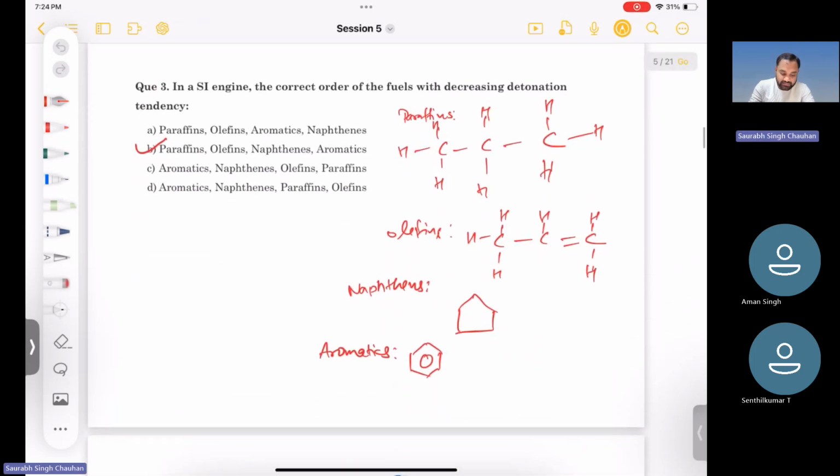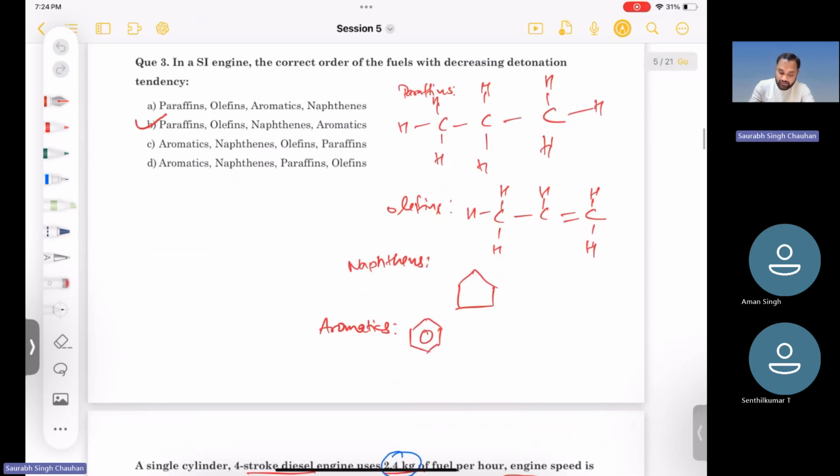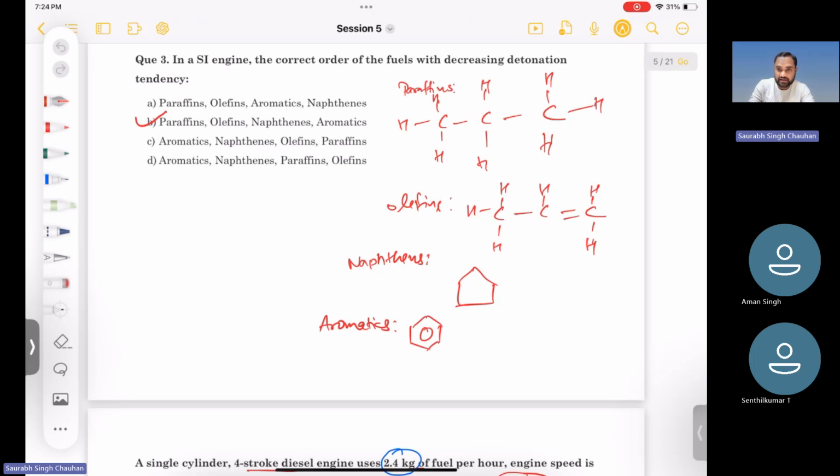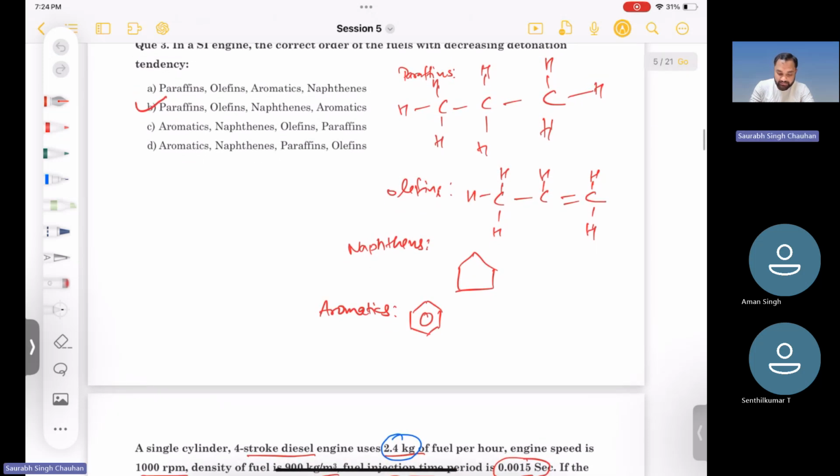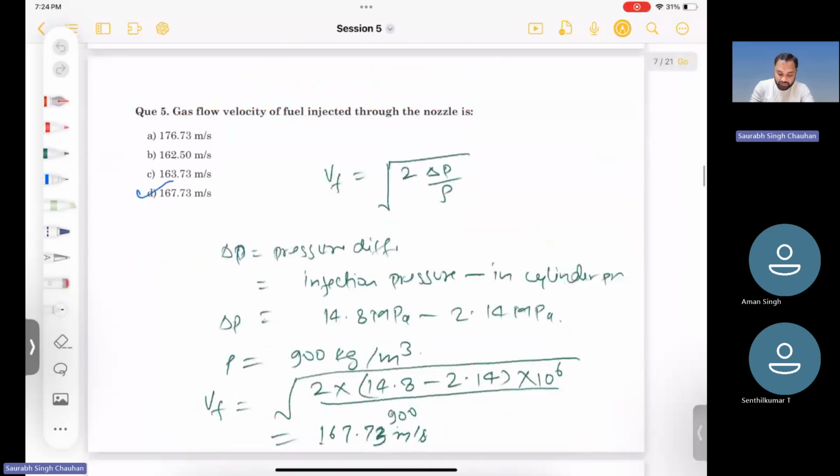Okay, then we discussed the paraffins, olefins, aromatics and naphthenes, and how their octane numbers are. And we discussed that aromatics have the highest octane number and paraffins have the least octane number. Then we solved some numericals.